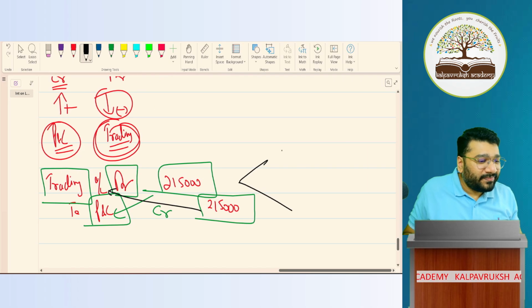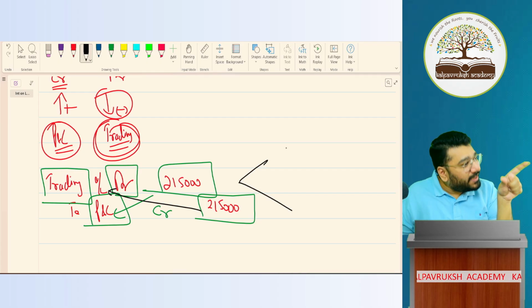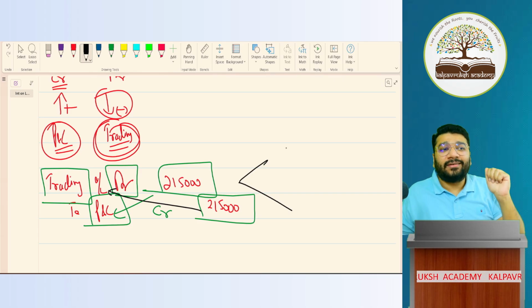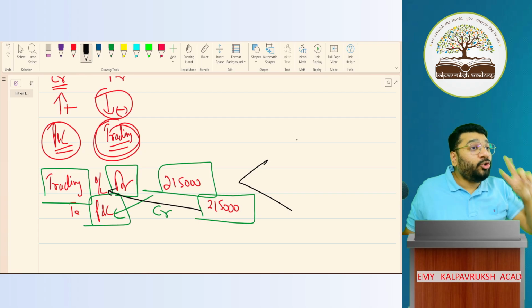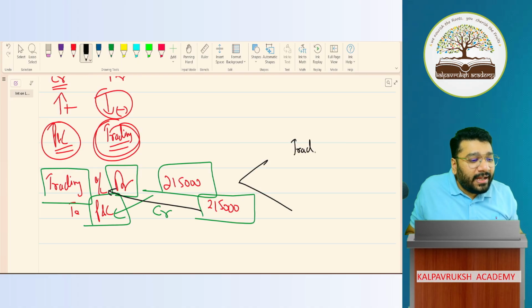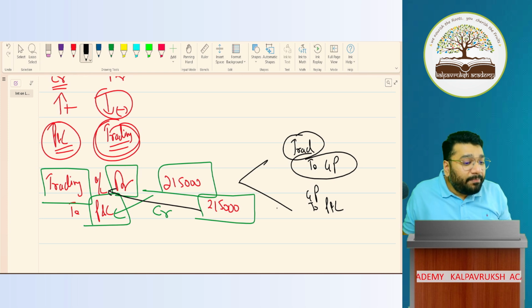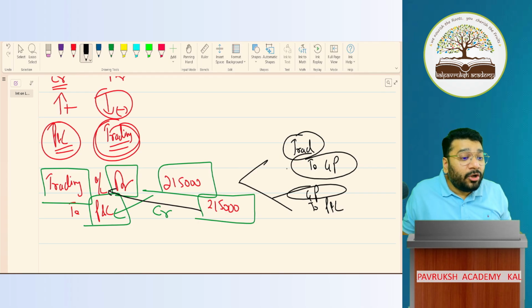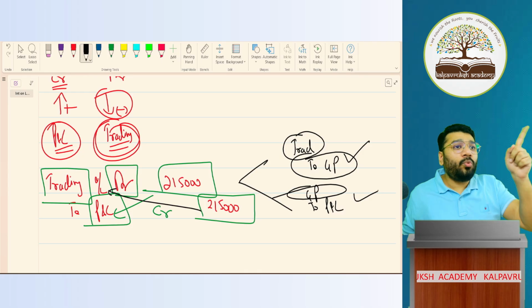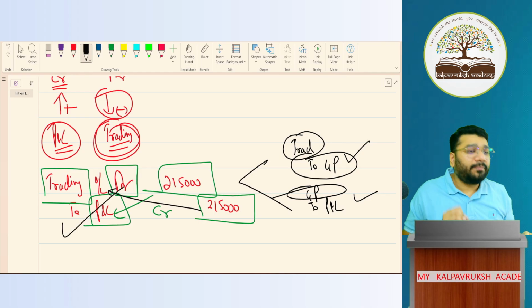First, I'll transfer the profit from the trading account to the GP account. The GP account is a ledger. So I'll transfer the profit from the trading account to the GP account and from the GP account to the P&L account. Two entries I'll pass: trading account debit to GP account, and GP account debit to P&L account. Only then 'to GP' will come in the trading account and 'by GP' in the P&L account. If you don't want that and want only one entry, then only this one entry will come. Got it? Not got it?